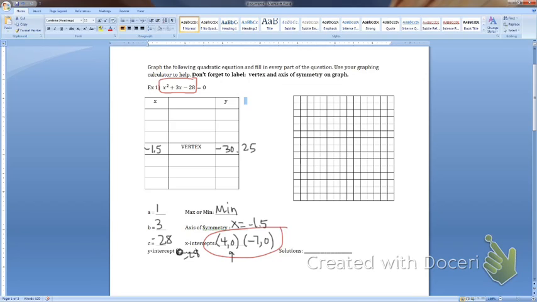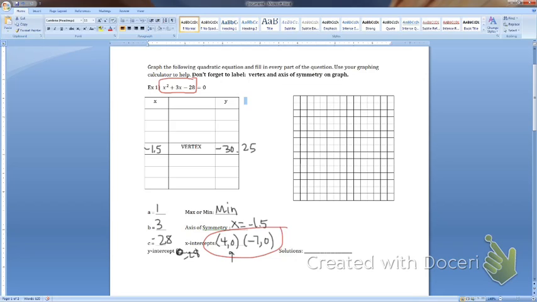And then do you see, as you go up, it's -28, and as you go down, it's also -28, and then -24, and then -24. So it's really splitting right there between -2 and -1, which makes sense because our vertex is -1.5. So what we're going to do is plot points on either side. So let's choose -3.